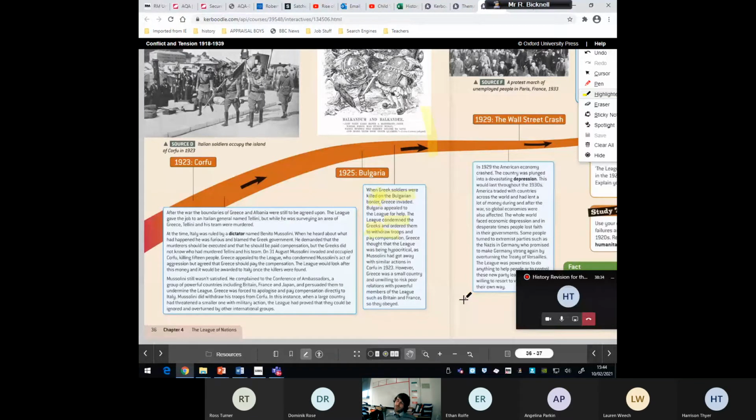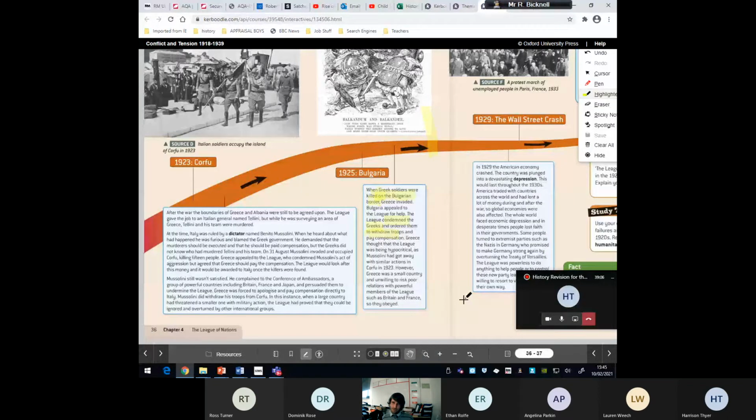Now, Greece felt this was somewhat hypocritical of the League because when Corfu was invaded by the Italians, the League didn't really do much to help. In some ways, they kind of supported Mussolini. But now Greece has invaded another country, Bulgaria. Here comes the League on their high horse saying, no, that's wrong, you shouldn't be doing that, and you must withdraw. And Greece, being a much weaker country than the Italians, had no choice. So this is a success for the League.